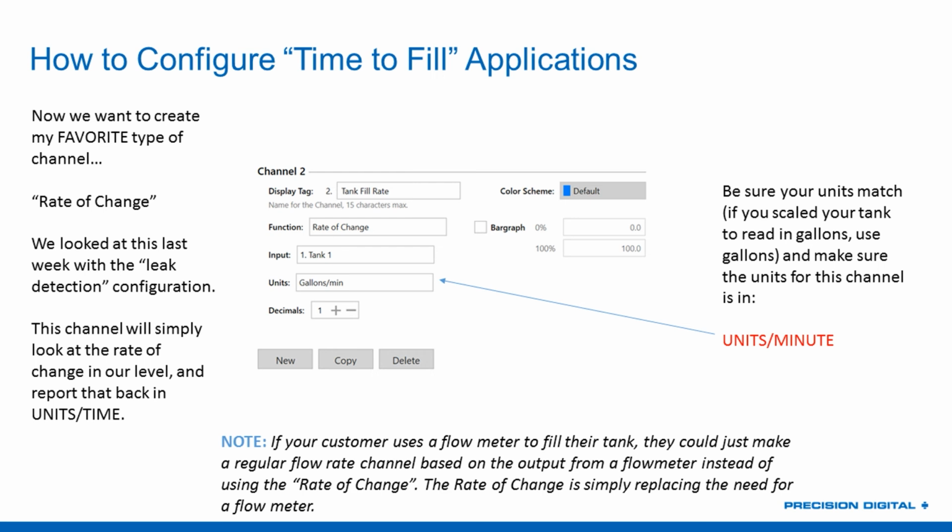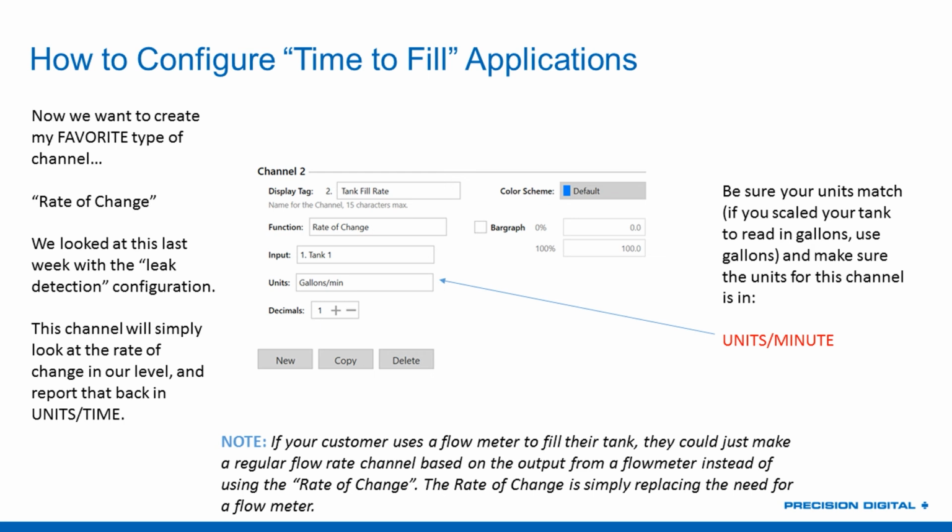So we want to go ahead and create a rate of change channel, and this is for our tank 1 reading. And so basically what we're doing is we're trying to capture what the rate of change is in this tank. Or think of it this way.